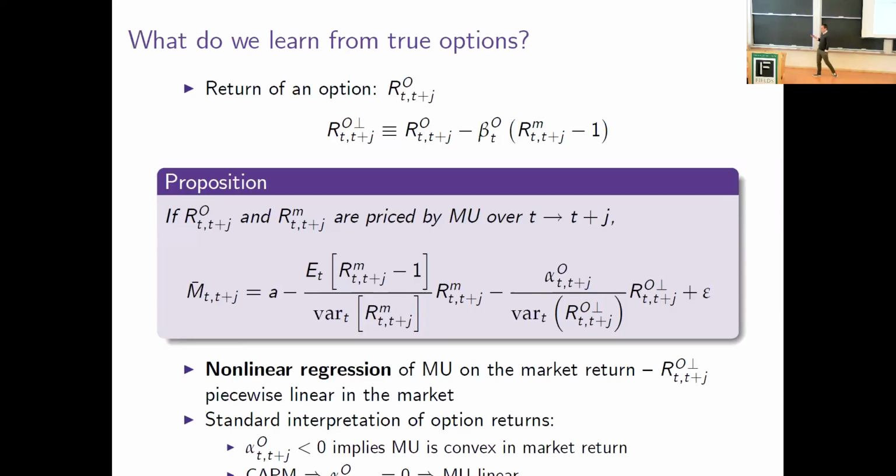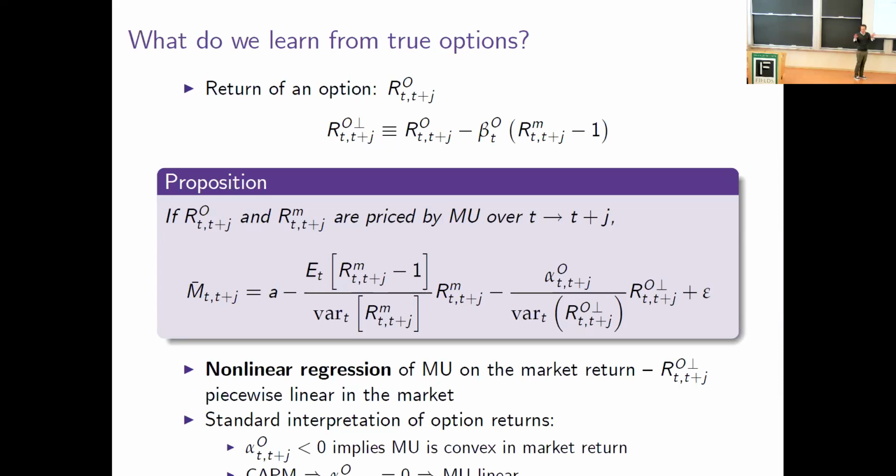So suppose we observe returns on options. What do they tell us about marginal utility? I have some return RO, the return on an option. It doesn't matter what its strike is. It has maturity J, but it doesn't matter what the strike is, or if it's a put or a call. Whatever it is, I can project its return on the market. I'm just orthogonalizing it with respect to the market, taking out the CAPM beta.